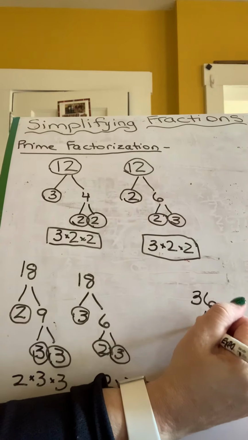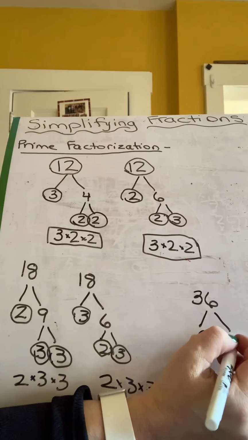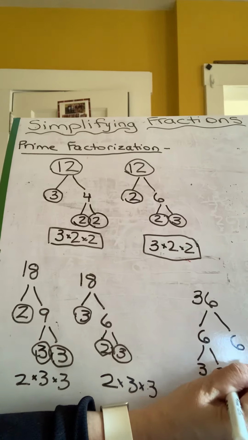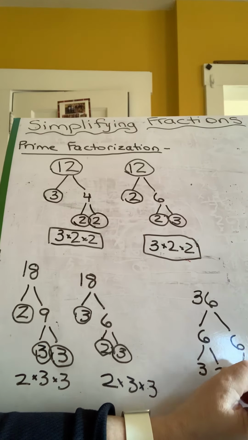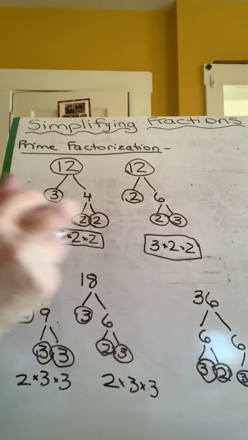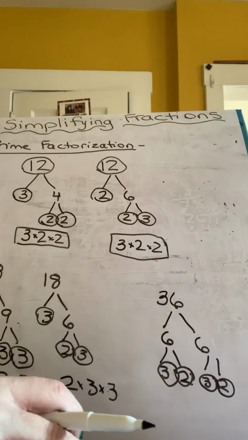Okay, so for 36, what do we have? 6 times 6, sure. We know 6 is not prime, it's a 3 and a 2. 3 and a 2, but 3 and 2 are both prime. So here's another one where we want to stay organized. So we have 2 2s and 2 3s.